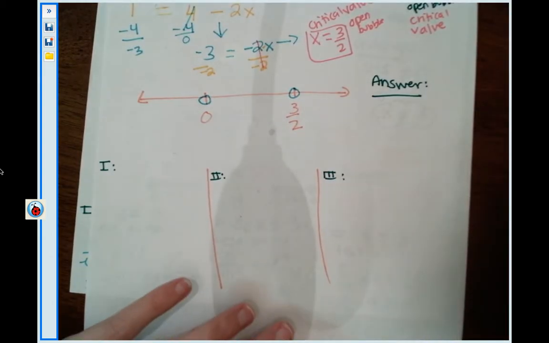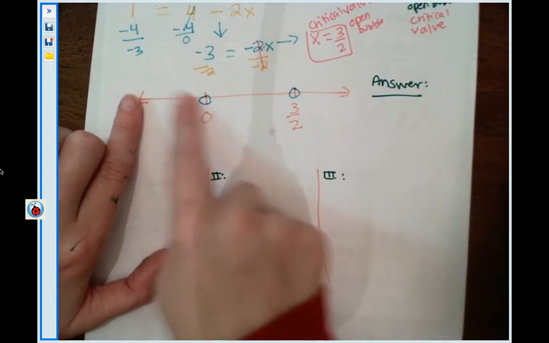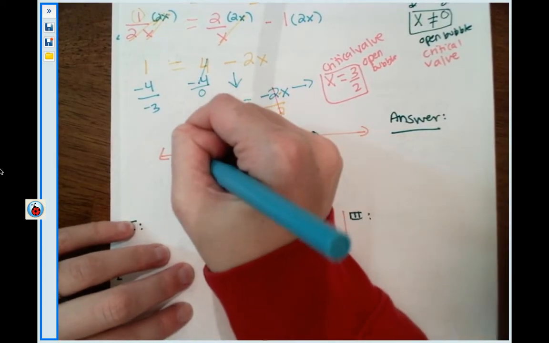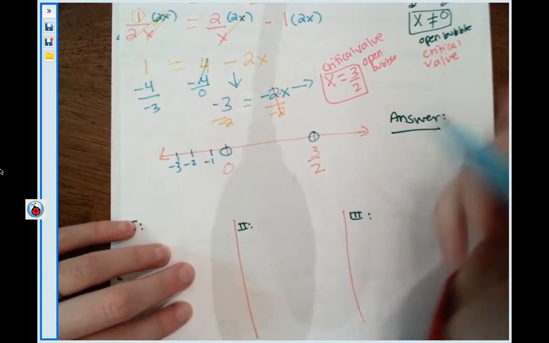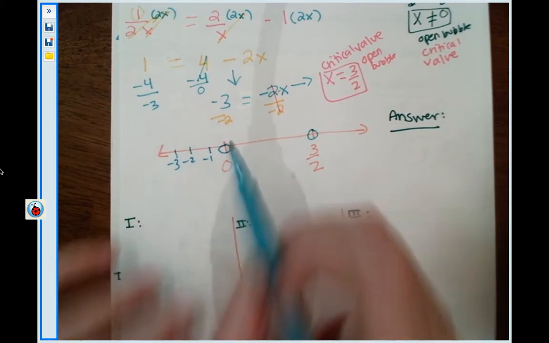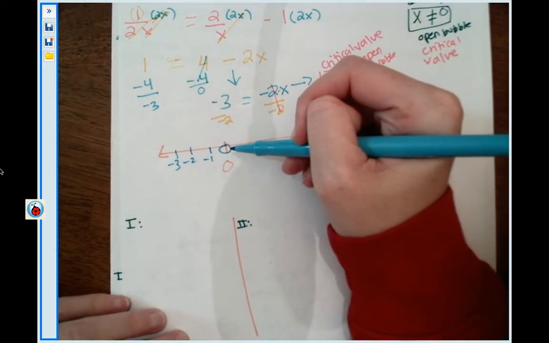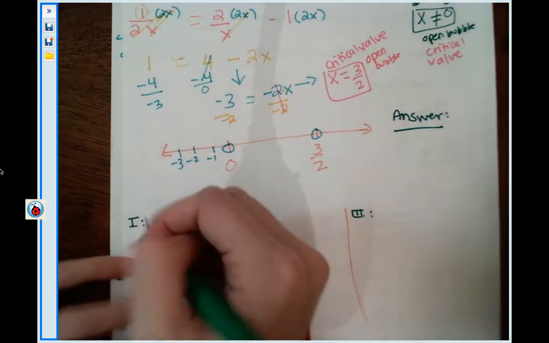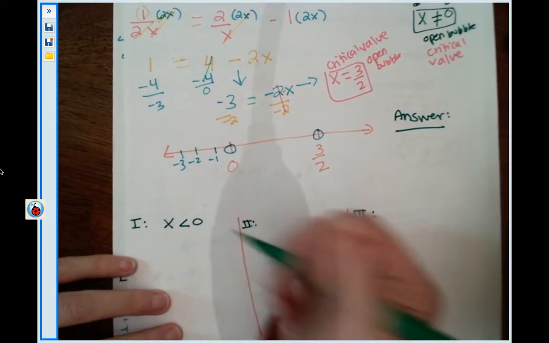Okay, so let's see here. My first region's over here, and these are things like -1, -2, -3. These are things that are smaller than 0. And don't forget, we cannot equal 0 because it has an open bubble. So this first region is x is less than 0.